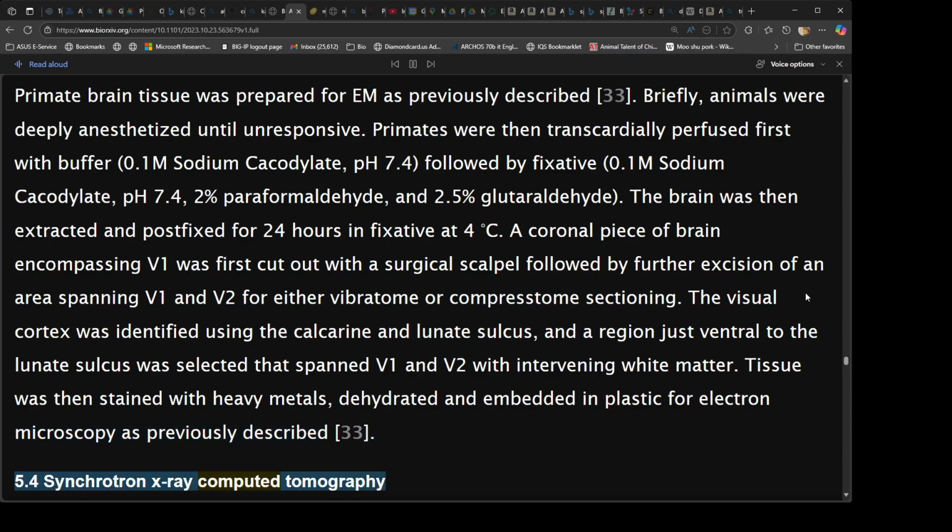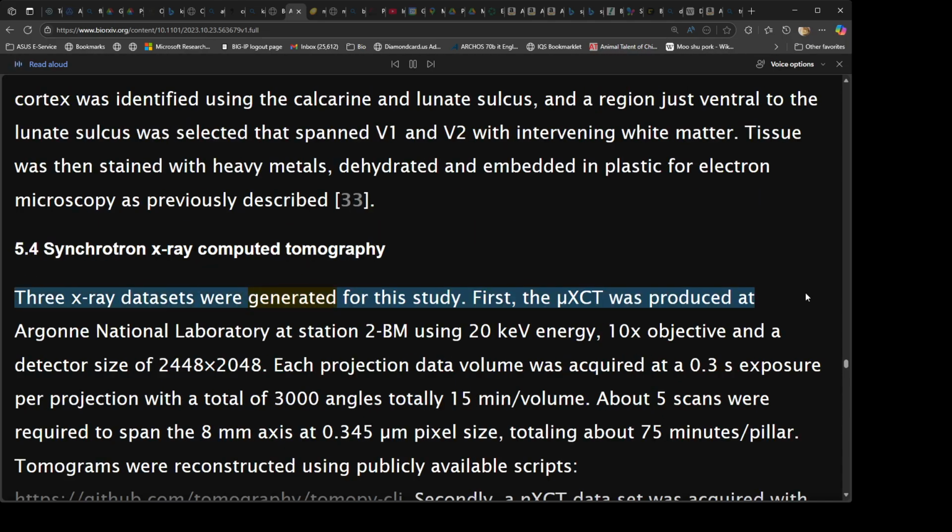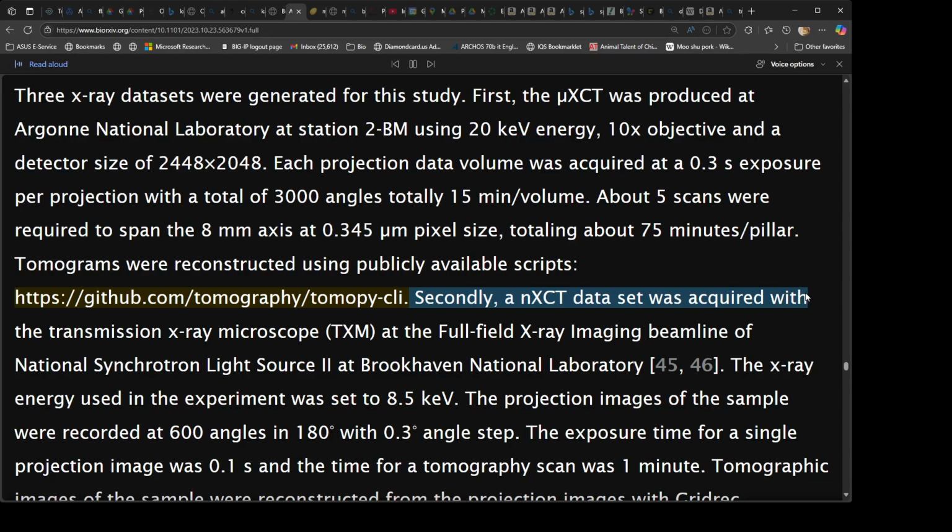5.4 Synchrotron X-ray computed tomography. 3 X-ray datasets were generated for the study. First, the XCT was produced at Argonne National Laboratory at Station 2 BM using 20 keV energy, 10x objective, and a detector size of 2448 by 2048. Each projection data volume was acquired at a 0.3 s exposure per projection with a total of 3,000 angles, totaling 15 minutes per volume. About 5 scans were required to span the 8 mm axis at 0.345 µm pixel size, totaling about 75 minutes per pillar. Tomograms were reconstructed using publicly available scripts, https://github.com/tomography/tomopy-cli.